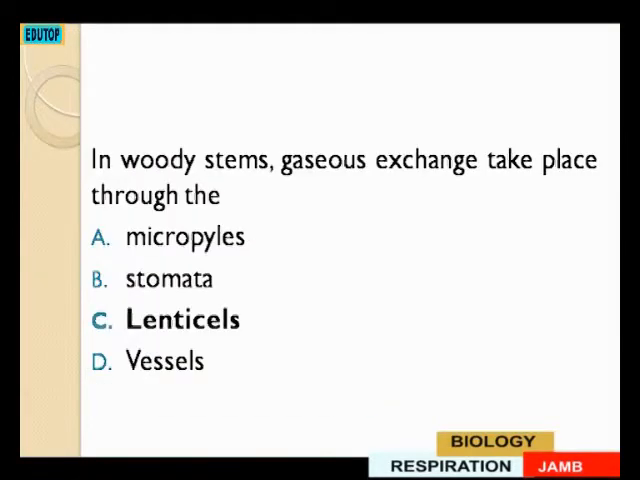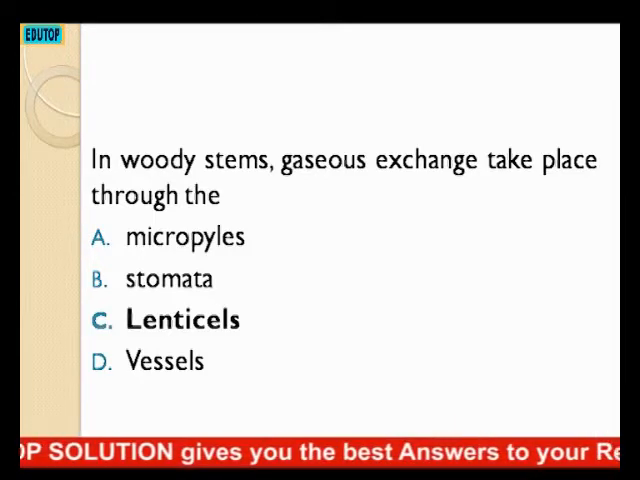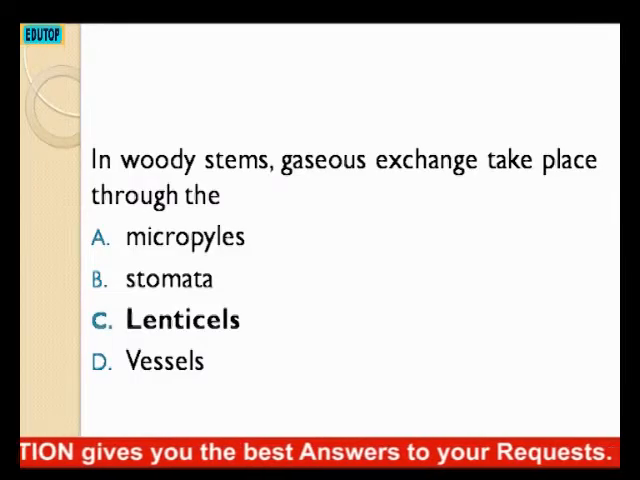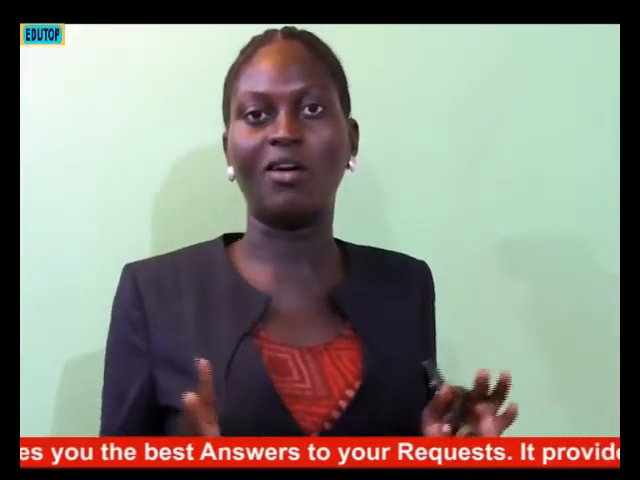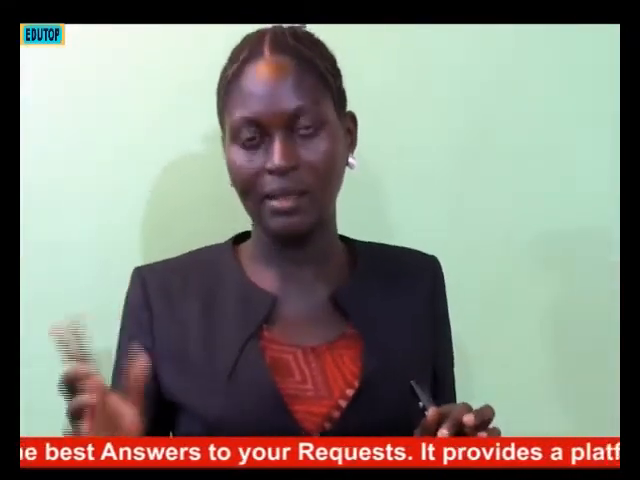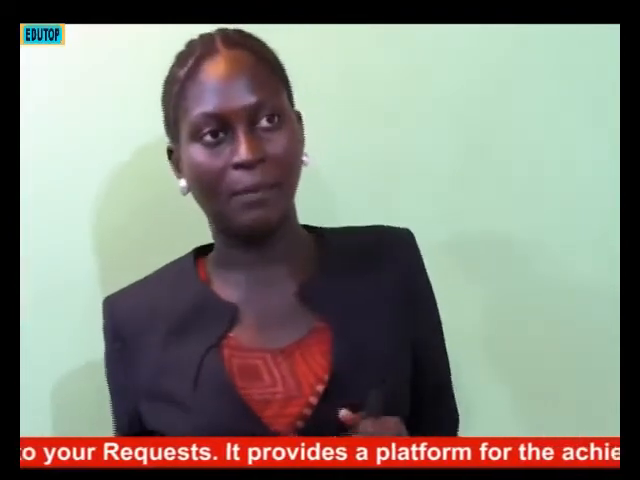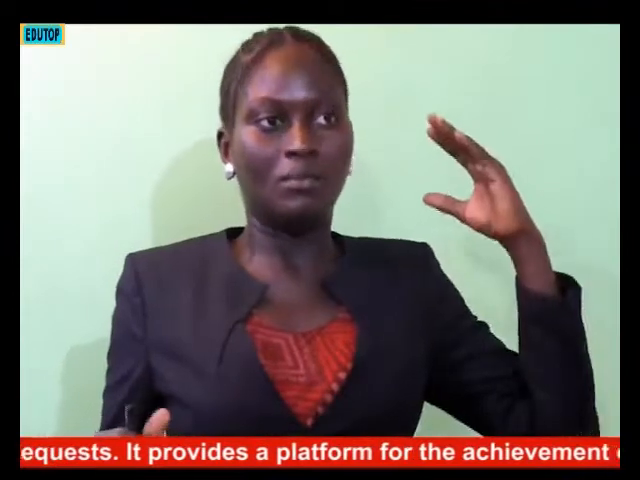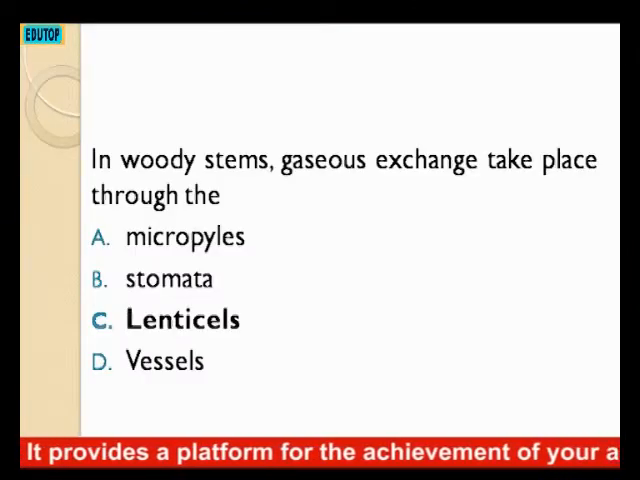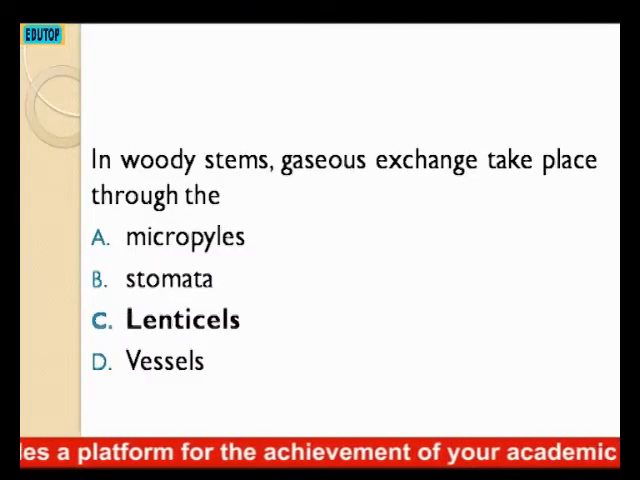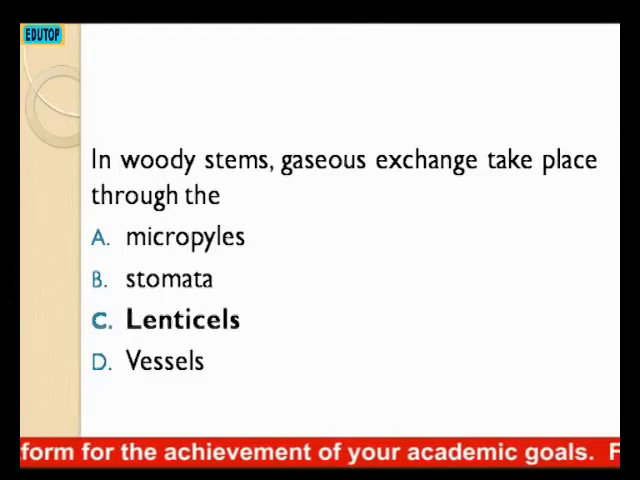In woody stems, gaseous exchange takes place through A. the micropyles, B. the stomata, C. the lenticels, D. the vessels. In plants, gaseous exchange occurs in the stomata of the leaves and in the lenticels of the stem. Looking at these options, that has ruled out micropyles and vessels. So we have stomata and lenticels.